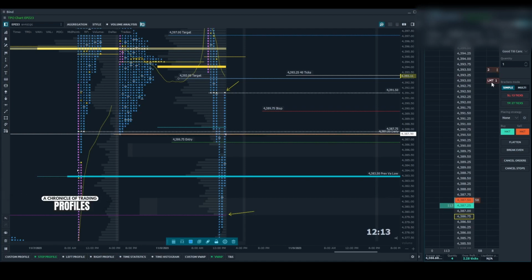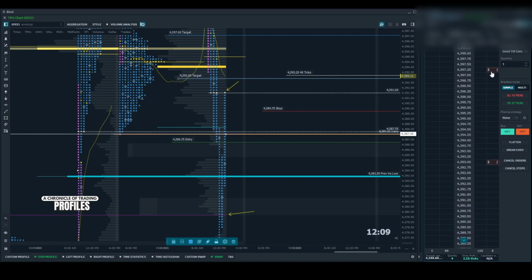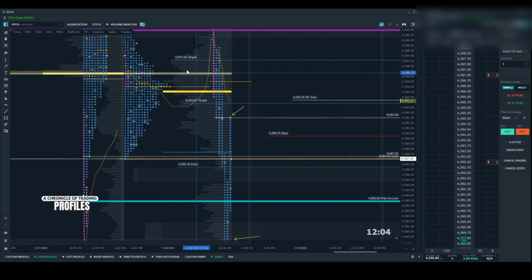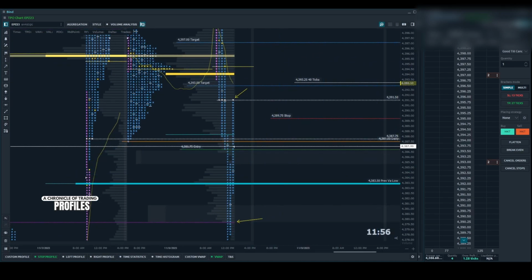I start adjusting my targets around. Really wasn't thinking about this going much lower, but I could have got a lot better entry on this. I was really just focused on the fact that I was pushing back into the value area from earlier.